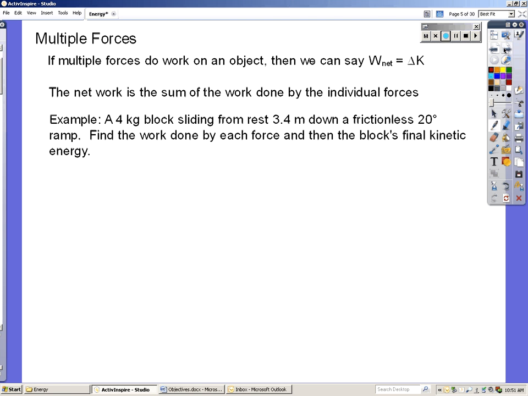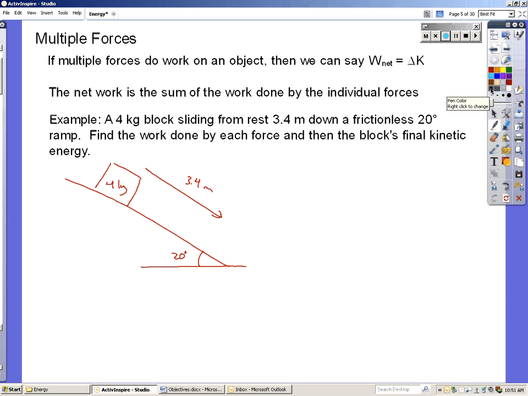So here's an example. We've got a block, mass 4 kilograms, slides 3.4 meters down a frictionless plane, angled 20 degrees. Find the work done by each force, and then the block's final kinetic energy. Well, it's frictionless, so we've got to identify the forces here. We have the weight of the block. We have the normal force on the block, and there's no friction, so those are the only forces.